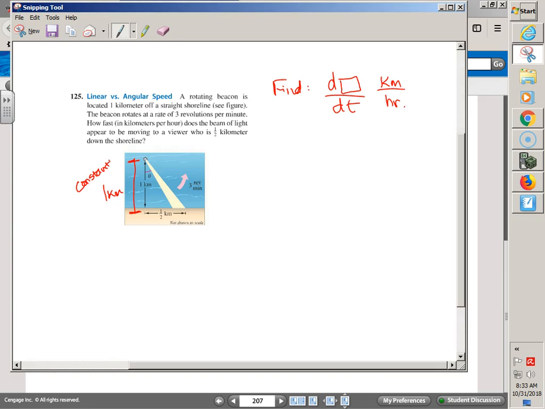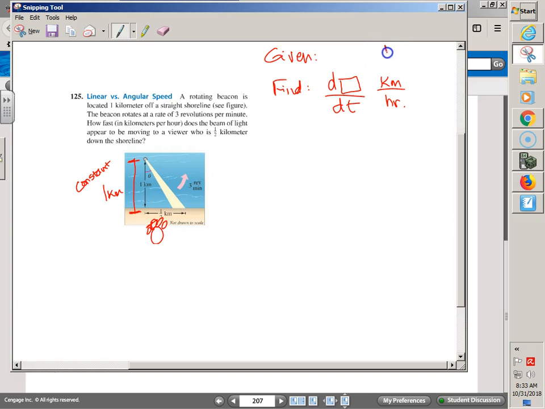Now we do have this little dude who's a 1/2 kilometer down there. But that's going to be a clue, and it's going to be for later. Because even though the guy is down here 1/2 kilometer away, the beam of light is moving. So it's asking, as the beam of light comes to him, as it hits him, how fast does it seem to be going? Which is an awkward wording. I don't think the AP would use that wording. Kind of gross. But what's our given?